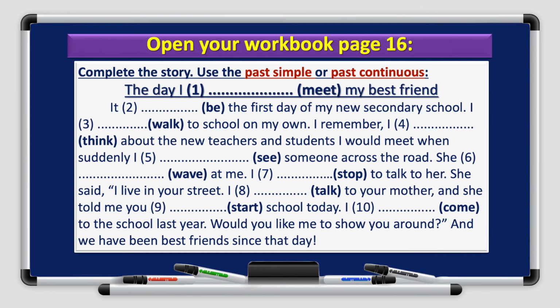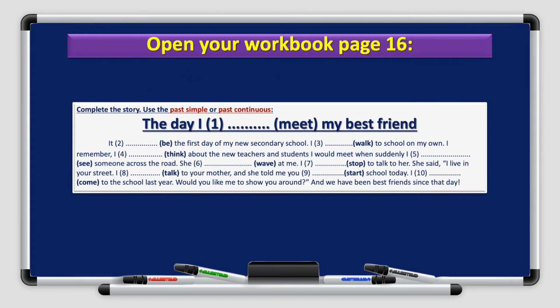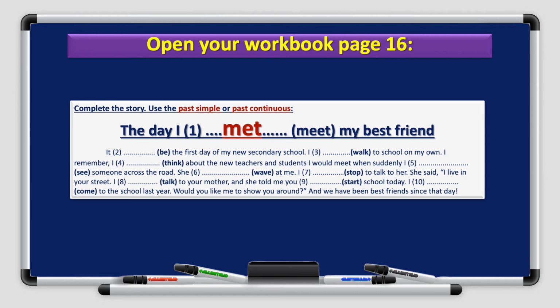You can find this task in your workbook page 16. It tells you to complete the story either using the past simple or the past continuous. Let's read it together. The day I meet my best friend. Let's correct the verb here. So that's our title. The day I met my best friend.